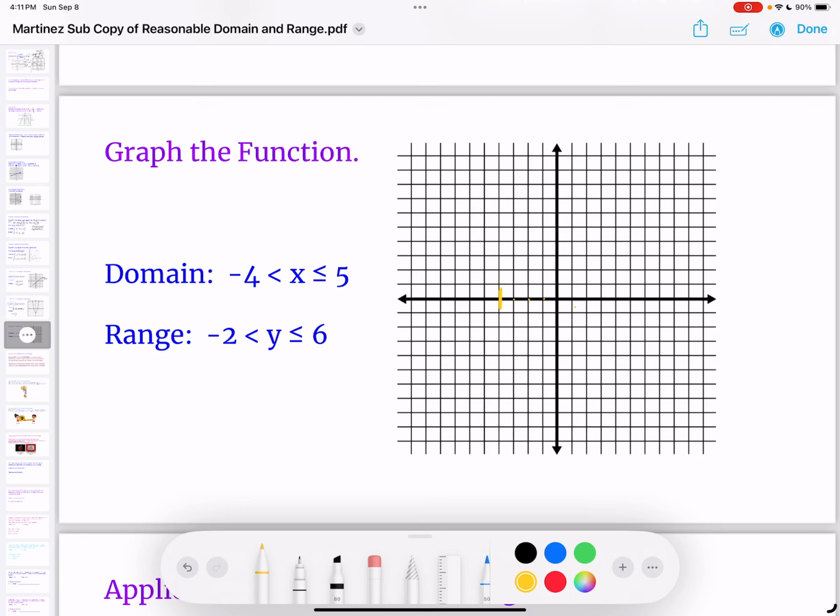Okay. And then the range is -2, so go down 2. 1, 2. Okay. And then I go up 6. 1, 2, 3, 4, 5, 6. So we're essentially going to find where they meet. This goes this way. This goes this way. They meet right here at this intersection. And I can see for both of these, there's no line underneath. So that's going to represent an open circle.